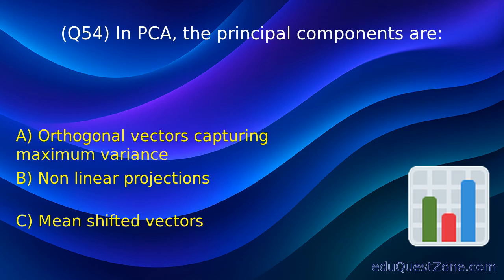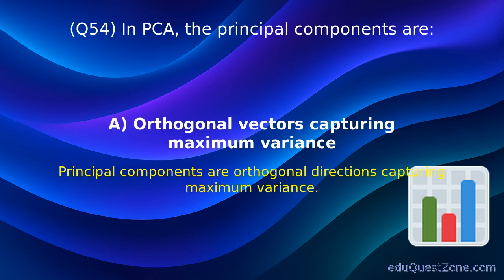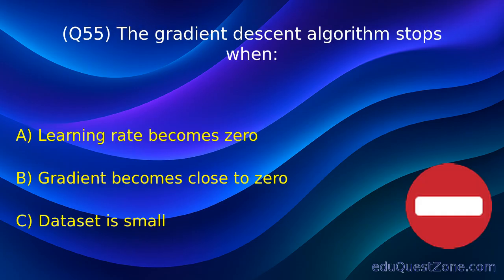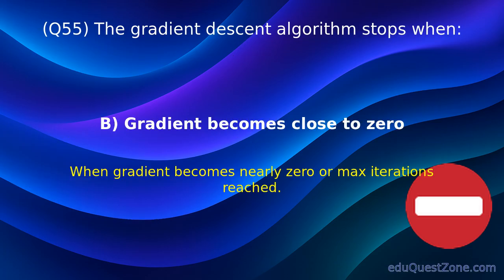Question 54. In PCA, the principal components are. Option A. Orthogonal vectors capturing maximum variance. Principal components are orthogonal directions of maximum variance. Question 55. The gradient descent algorithm stops when? Option B. Gradient becomes close to zero. Gradient descent stops when gradient becomes nearly zero.